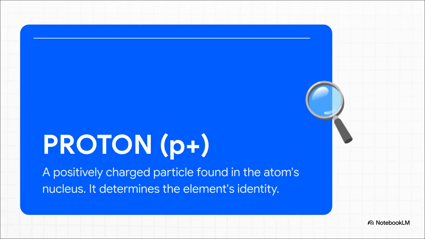Okay, first up is the proton. Just think of the proton as the atom's soul. It's got a positive electrical charge, and it lives right at the heart of the atom, in the nucleus. But here's the most important thing. The number of protons is the atom's unique, non-negotiable ID card. It defines what element it is, period.